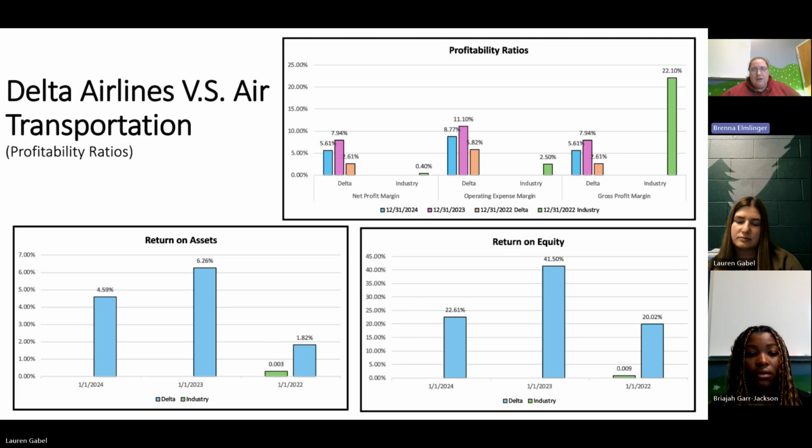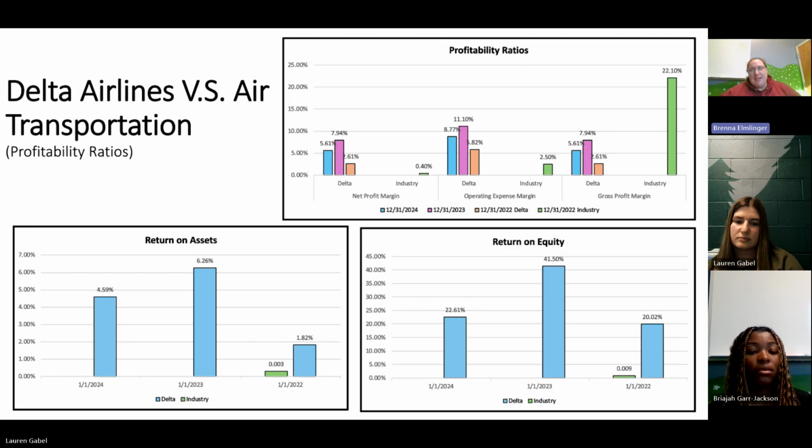Delta had a return of profit from their assets that was very low in 2022. They had a large increase in 2023, and in 2024 a little bit of a decrease. Compared to the industry, they had a higher profit return of 1.82% to the industry of 0.003%.